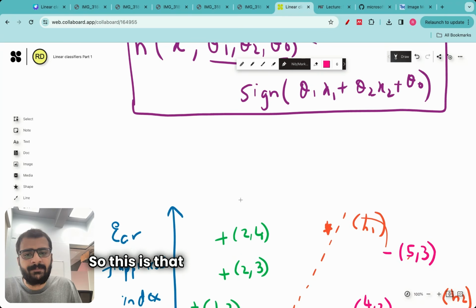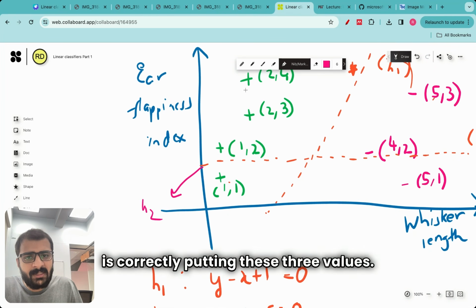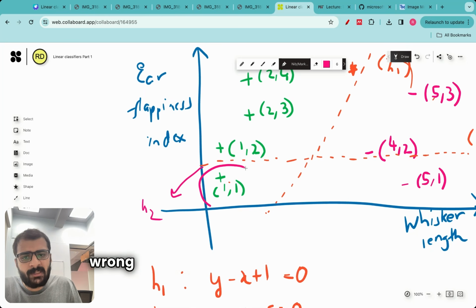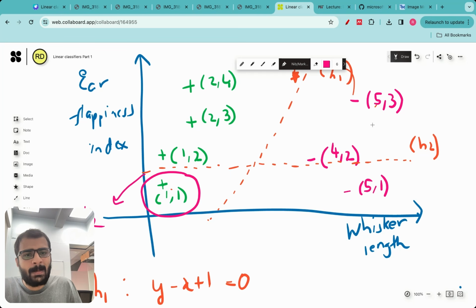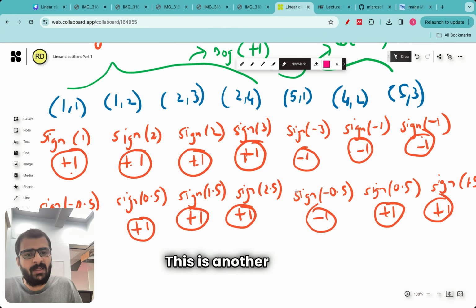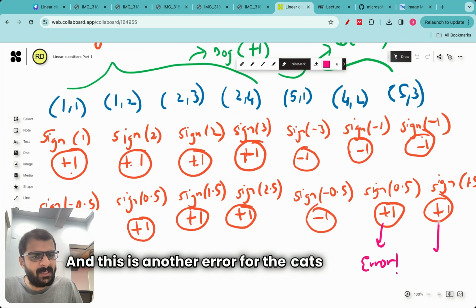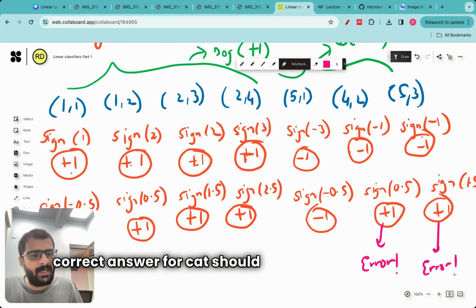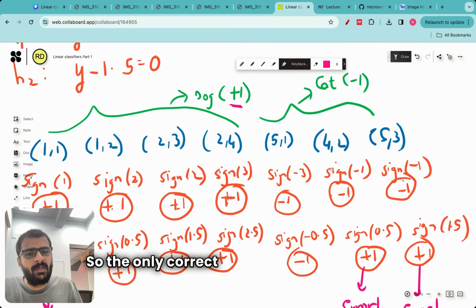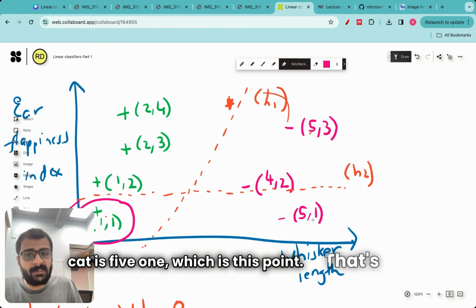Let's see whether this visually makes sense. This is the second line, right? So this is H2, and we can see that it is correctly putting these three values, but this value for a dog it's classifying as wrong because it comes on the other side. Similarly, visually, let's see how many other mistakes it is making. This is another error, and this is another error for the cats, because the correct answer for cat should be equal to minus 1. So the only correct point it classifies for the cat is 5 comma 1, which is this point.